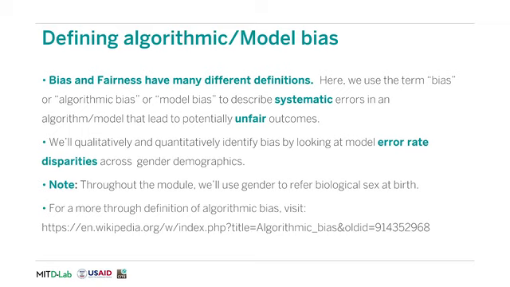Throughout the module, we will use the term bias, algorithmic bias, or model bias to describe systematic errors in algorithms or models that could lead to potentially unfair outcomes. We will identify bias qualitatively and quantitatively by looking at model error rate disparities across different gender demographics. And note that throughout the module, we will use gender to describe biological sex at birth.